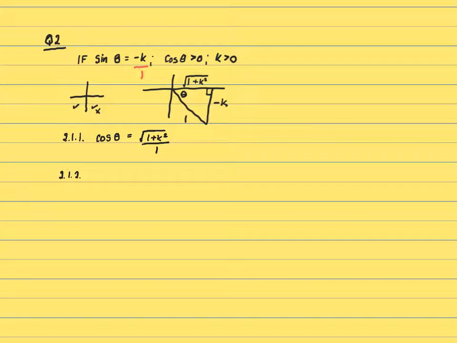2.1.2 wants to know what the tan squared of theta is. Now that just means what is the tan of theta, squared. It's just another way of writing that out. So tan I know is equal to opposite over adjacent, or y over x. So it's going to be minus k over the square root of 1 plus k squared, all squared, which is equal to k squared, and at the bottom the square root is going to fall away.